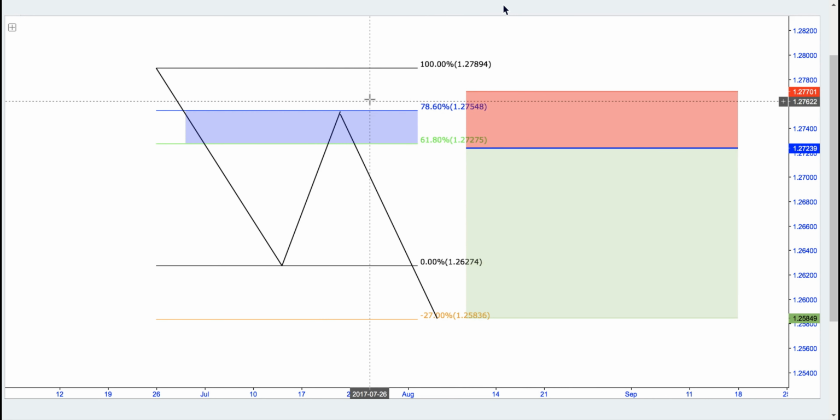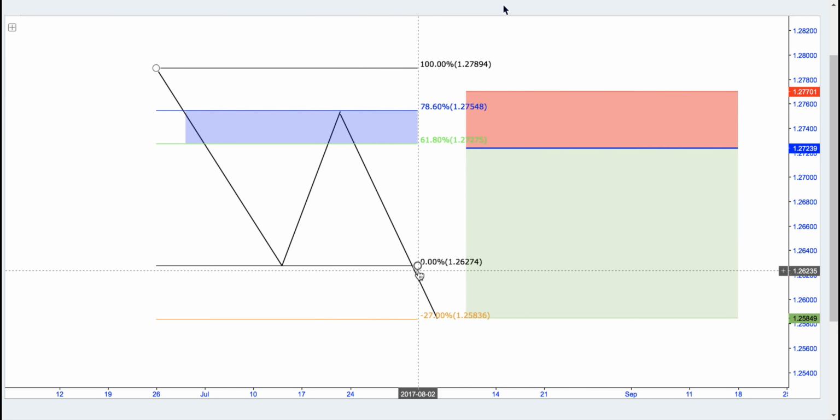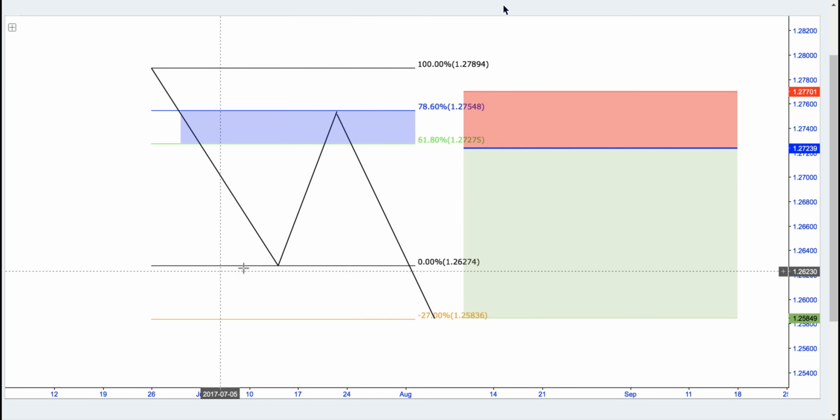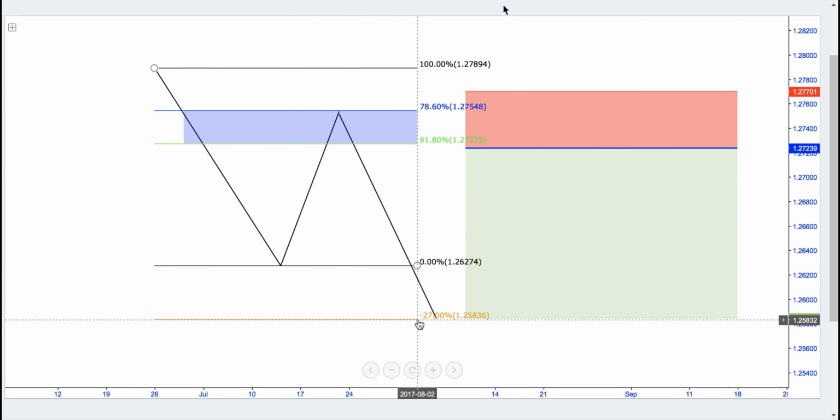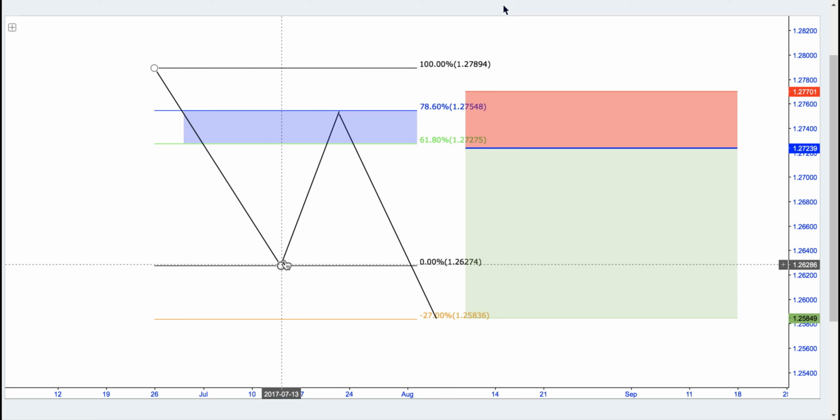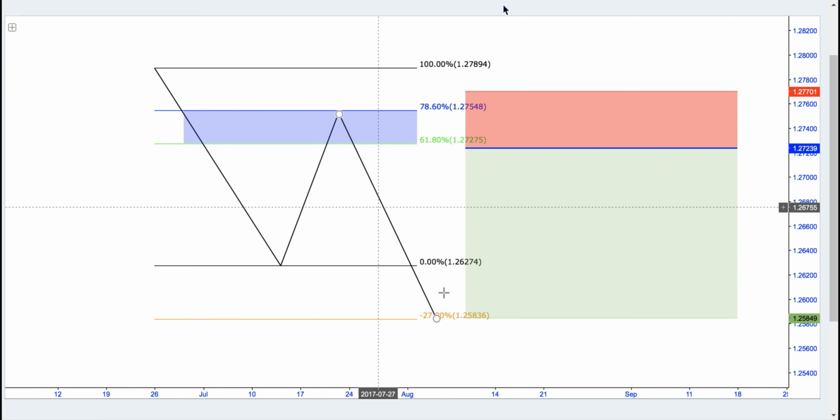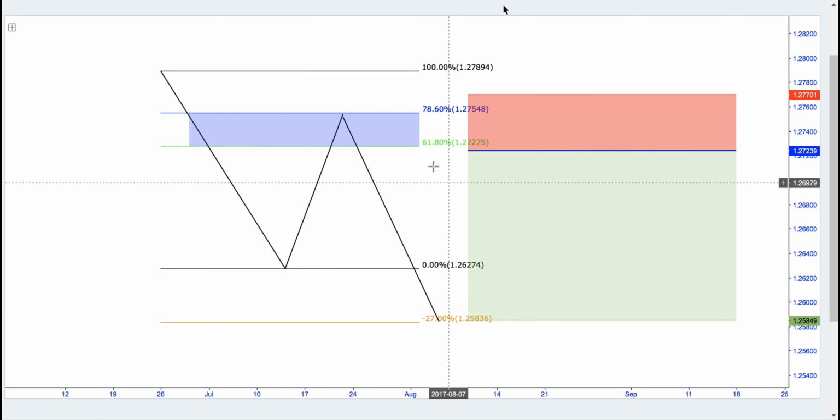Stop is always going to go 15 pips above. Target, again, mindful of the 0, the first B point here, and then target 1 there. So it's A, B, C, D. Okay, I hope that helps.